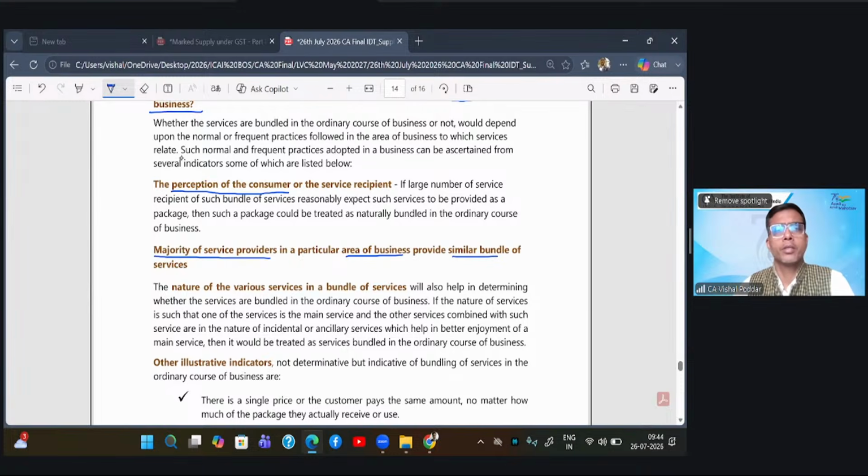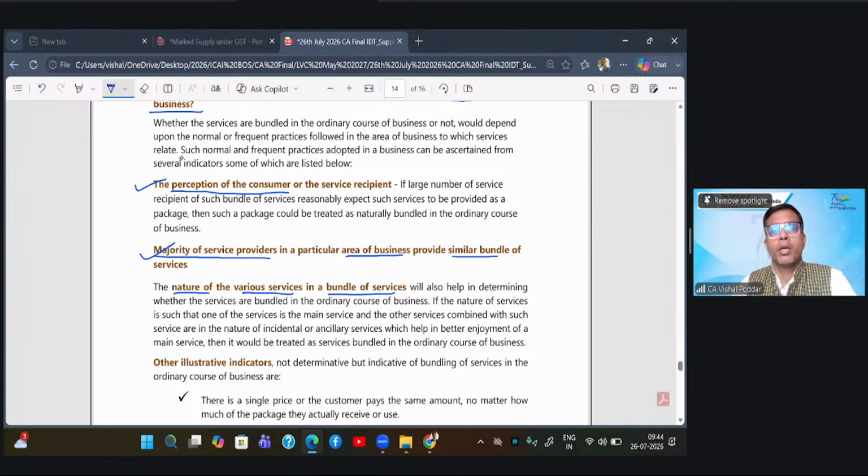So in this case, the second way of identifying naturally bundled is whether the majority of the suppliers are doing the same bundling. So first, how the customer is looking at it, whether the customer perceives that this bundle will be given and this bundle will have all these items. Second criteria could be what the majority of suppliers in your area are doing who are in the same line of business.